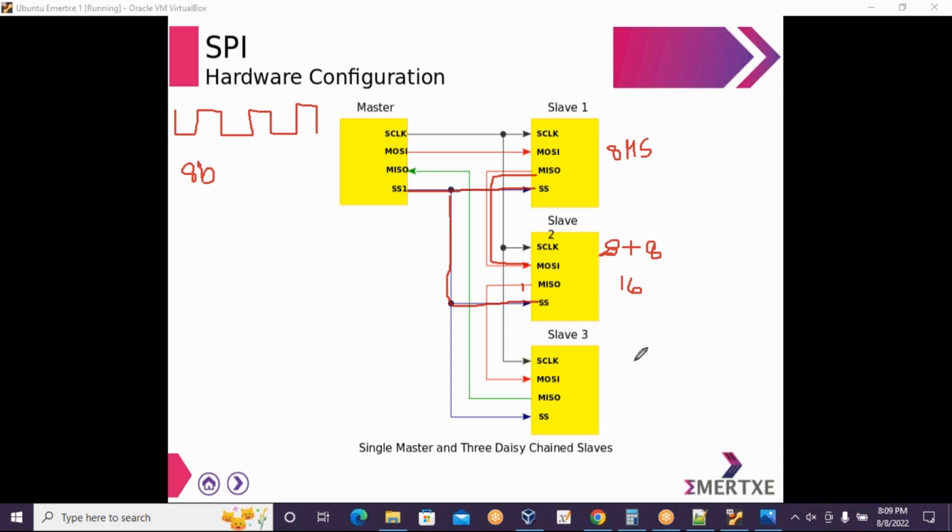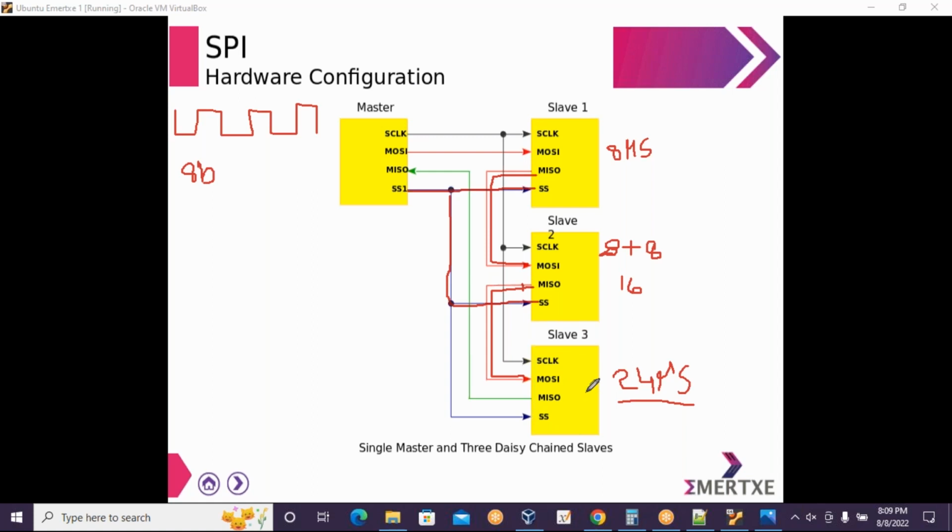And what about slave 3? Yes, it is going to go with 24 microseconds. So 8 microseconds to make sure data has reached slave 1. Then from slave 1 to slave 2 it is 8 microseconds. Again from slave 2 to slave 3 another 8 microseconds. A total of 24 microseconds is what it takes to reach the data from master to slave 3.